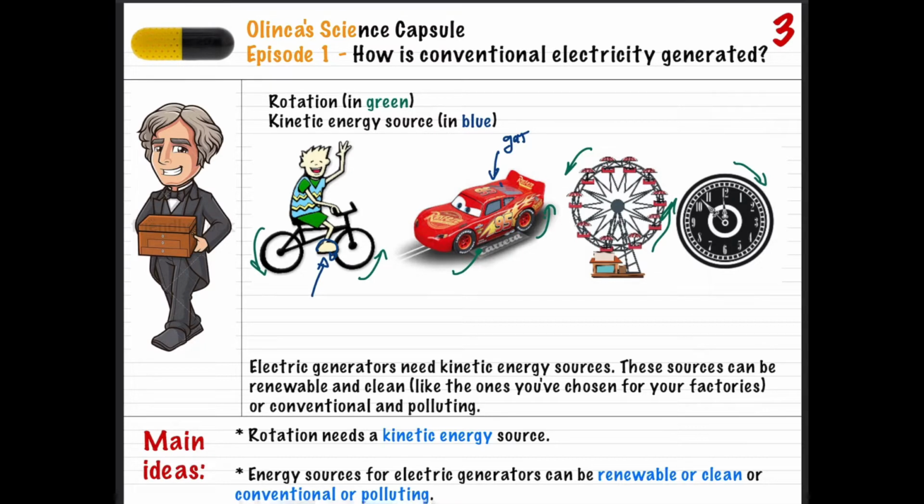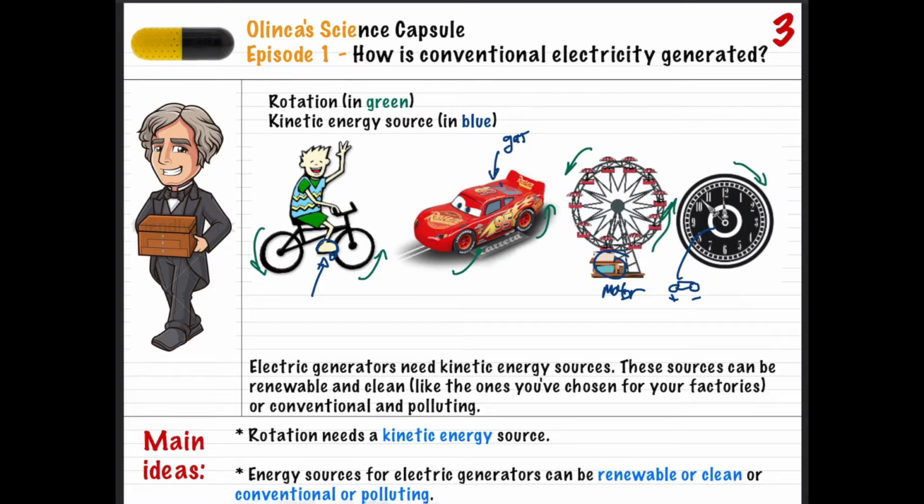In the Ferris wheel, it has a motor that supplies kinetic energy. So let's think that here is the motor. So the motor gives the Ferris wheel the kinetic energy it needs. And a clock gets its energy from a battery that's on the back of the clock. This is a battery with positive and negative poles.